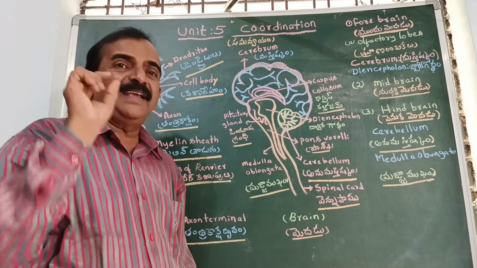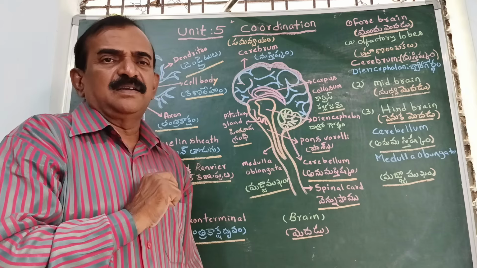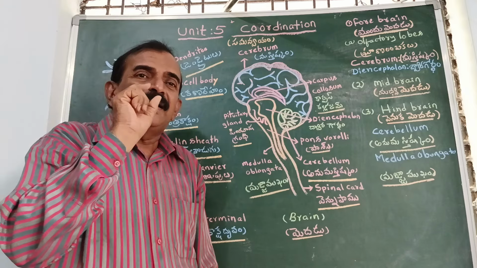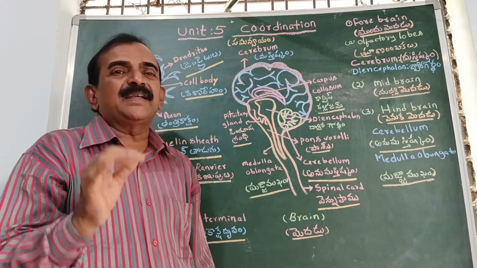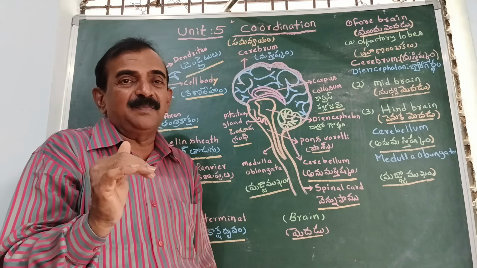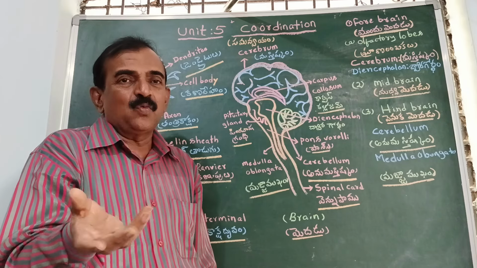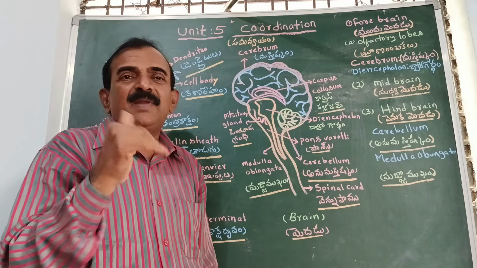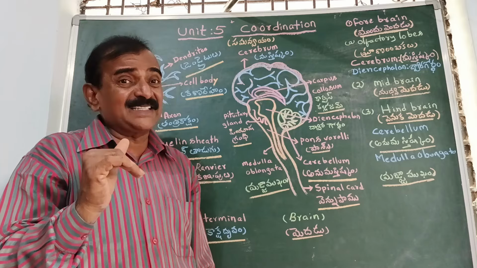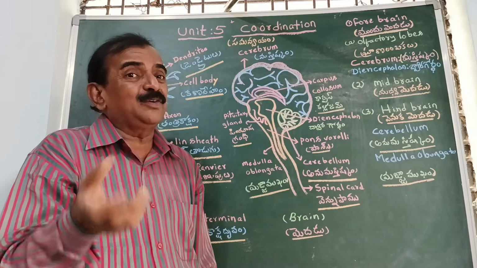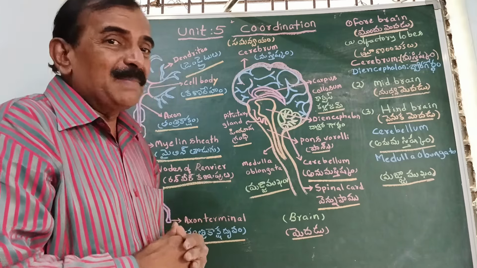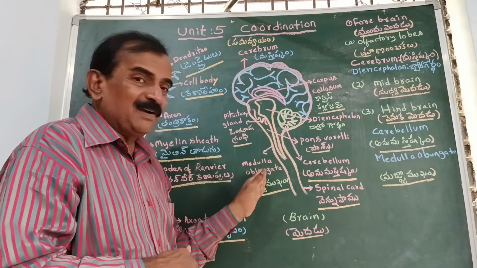So medulla oblongata is triangular in shape, and the outer part of the medulla oblongata is white, and the inner part is grey in color. Why? Because the outer part of the medulla oblongata consists of what? Myelinated axons, and the inner part is grey due to the presence of cell bodies and blood capillaries. And this is medulla oblongata.